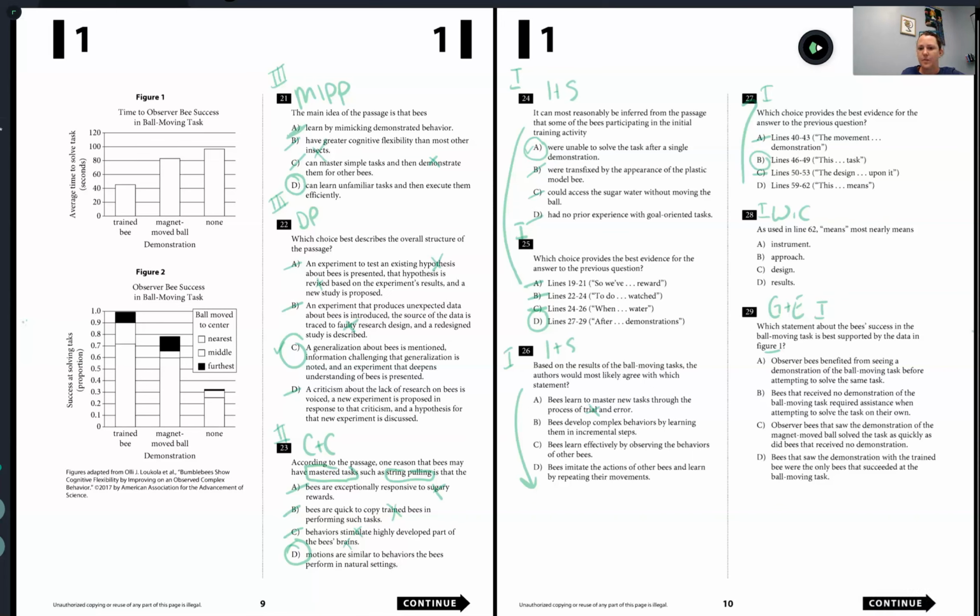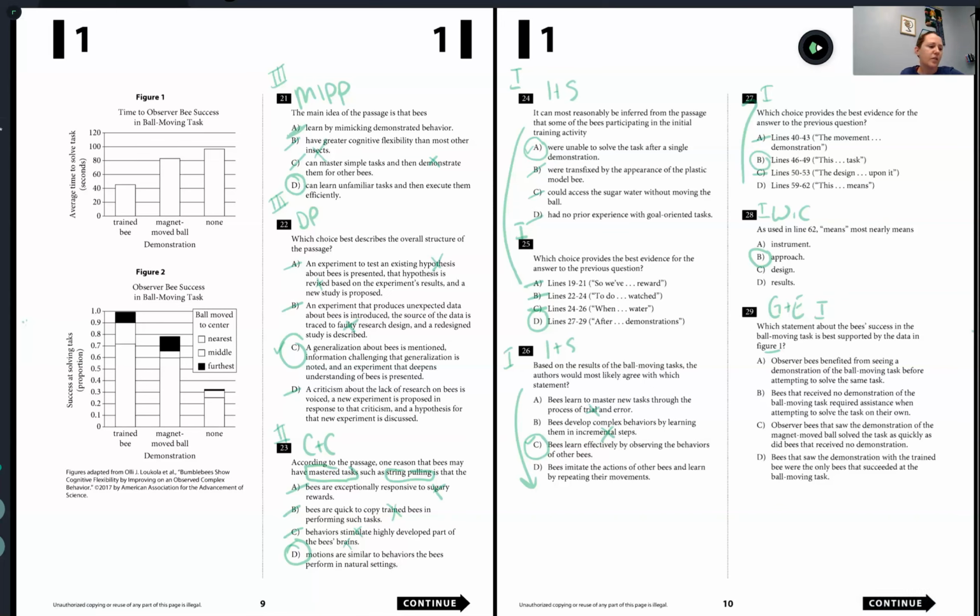They do not learn in incremental steps. They're just mimicking, but mimicking and improving. They can learn effectively by observing the behaviors of other bees. Okay, that is accurate. Bees imitate the actions of other bees and learn by repeating their movements. So again, because we see them improve on the task, it is actually going to be C instead of D. Number 28, the words in context for the word means. We talked about way or method of doing things, and the closest answer to that is approach.